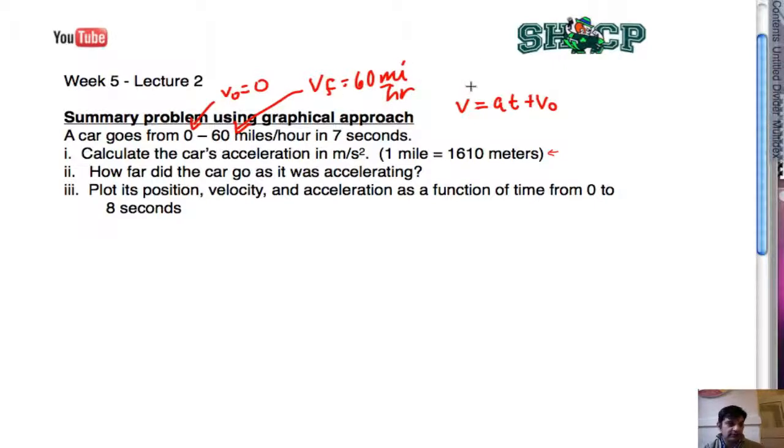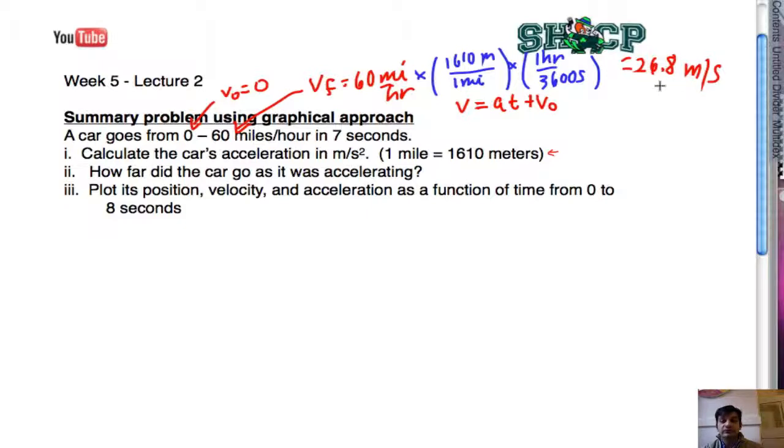Since we're working in meters, I want to do a unit conversion for you. Let's use the bubble method. We take 60 times 1610 meters over 1 mile, and then convert hours to seconds, 1 hour over 3,600 seconds. When we convert this, we get v final equals 26.8 meters per second. That's the number we're going to use. And then we have 7 seconds, which is the time.